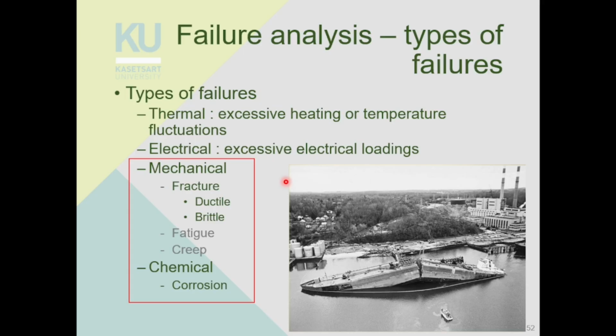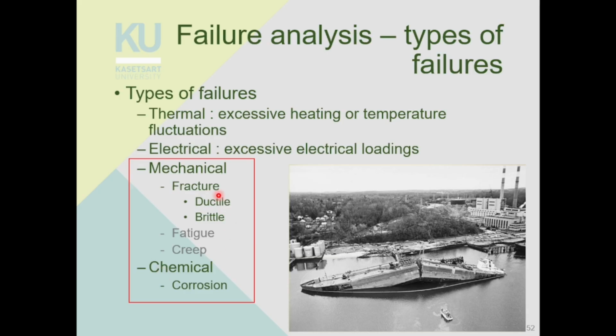Okay, so there are different types of failure, right? We have thermal failure. So when you have excessive heating or temperature fluctuation, you have thermal failure. You have electrical failure when you have excessive electrical loading, right? And you have mechanical failure when you have excess mechanical loading, like fracture, or when you are using it at high temperature for a long time, you would have creep, right? Or if you're applying cyclic stress, you would get fatigue, right? And then you would get chemical failure, which is corrosion, which we've covered in another lecture.